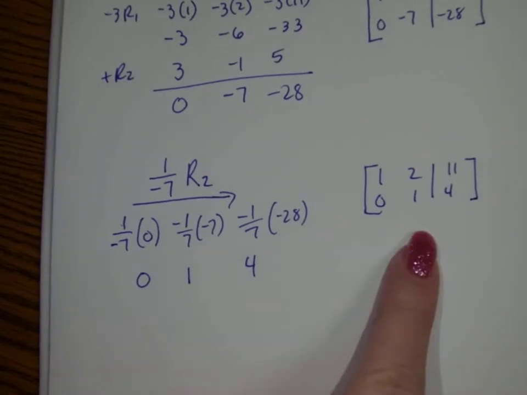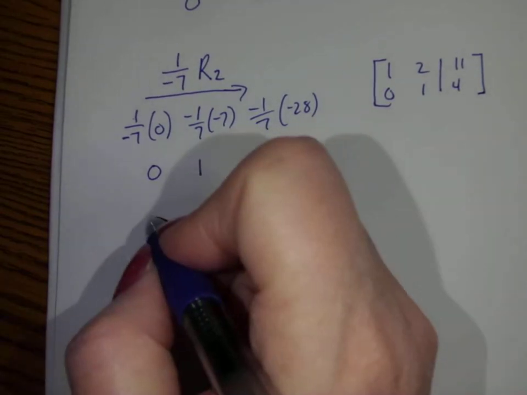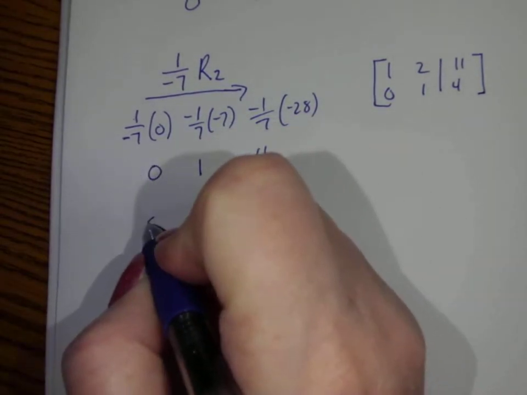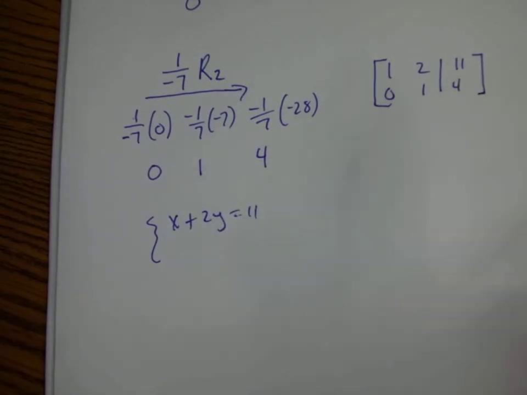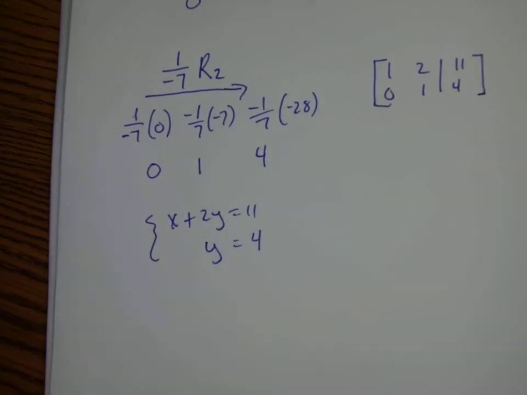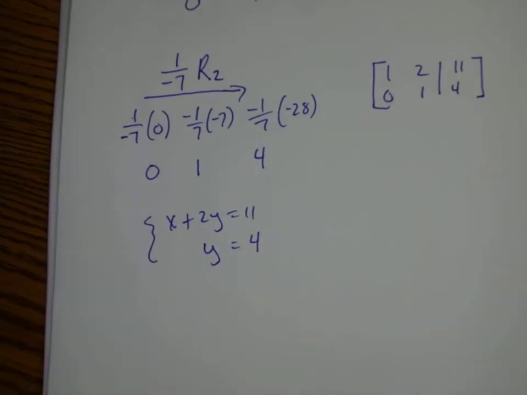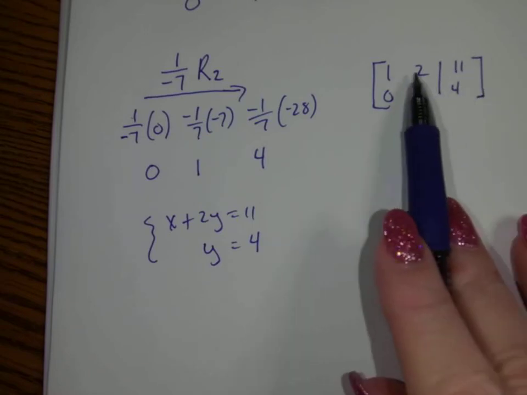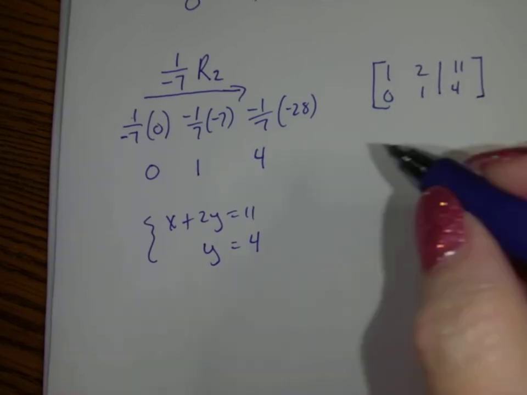Now that we've got to this part, we can rewrite our system of equations. So we're back to writing the system. This will be x plus 2y equals 11, and y is equal to 4, because we've solved for that y value, and then we can plug it back in. You could also do the row reduced echelon form and get this to become a 0. You can go either way you want.